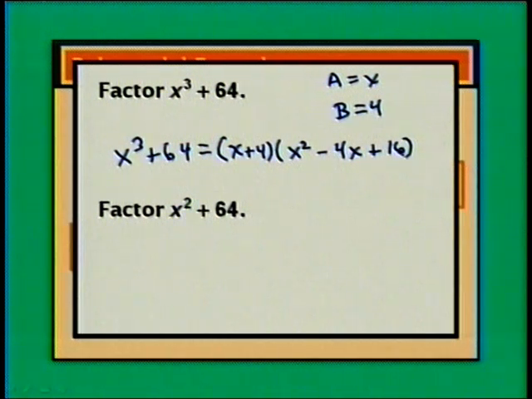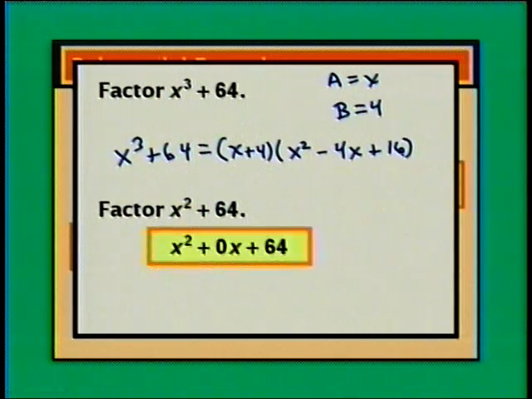How about x squared plus 64? Now this looks like a special form, but it's actually not. Think about trying to factor x squared plus 64. We could imagine a linear coefficient of 0 here. And if we had a linear coefficient of 0, what we would be looking for is two integers that multiply to 1 times 64. So that's 64, and add to 0.